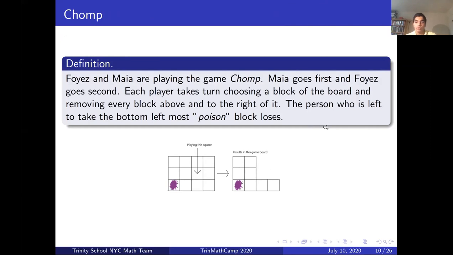So what if the board is 1 by 1? Well, we usually consider the case where the board has at least one more piece than the poison square.